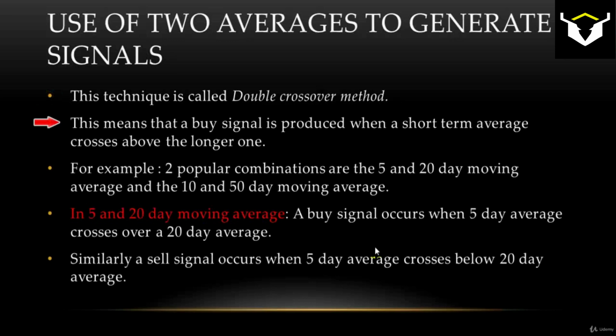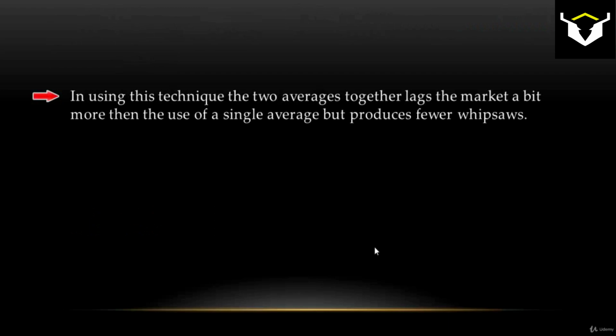This means that a buy signal is produced when a short-term average crosses above the longer one. For example, two popular combinations are the 5-day and 20-day moving average, and the 10-day and 50-day moving average. In the 5-day and 20-day moving average, a buy signal occurs when the 5-day average crosses above the 20-day moving average. Similarly, a sell signal occurs when the 5-day average crosses below the 20-day moving average. In using this technique, the two averages together lag the market a bit more than use of a single average, but they produce fewer whipsaws.